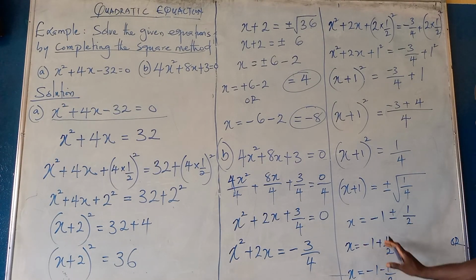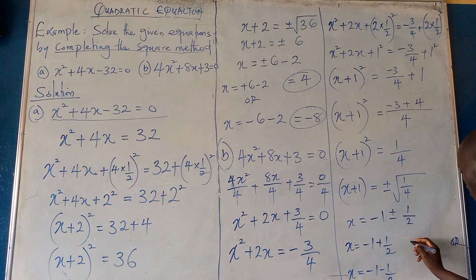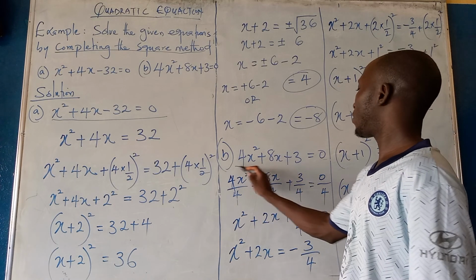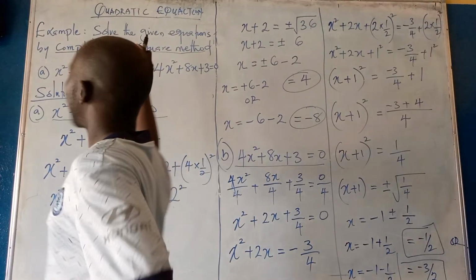These are the roots of this equation. Now we simplify. Taking the LCM for the first, we have minus 1 over 2. For the second, taking the LCM and simplifying, we have minus 3 over 2. Therefore minus 1 over 2 and minus 3 over 2 are the roots of this quadratic equation using the completing the square method.